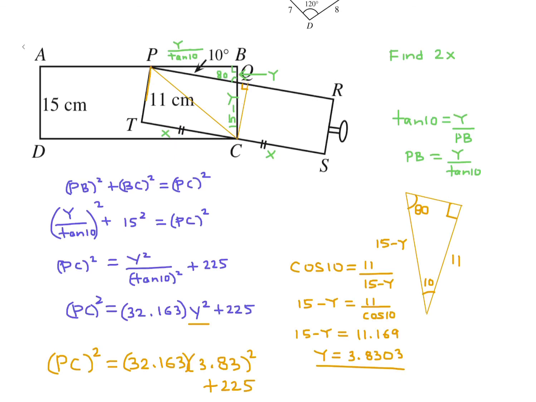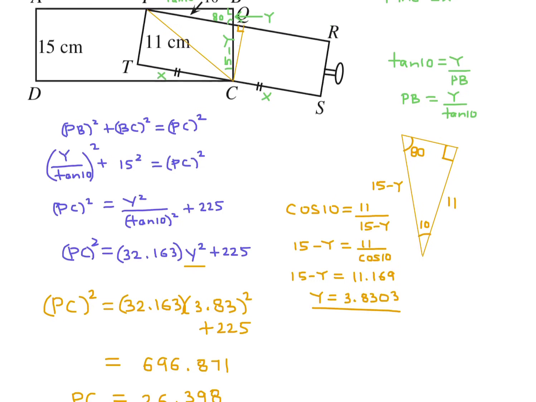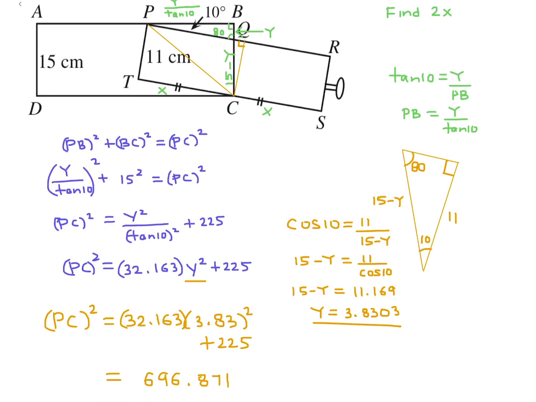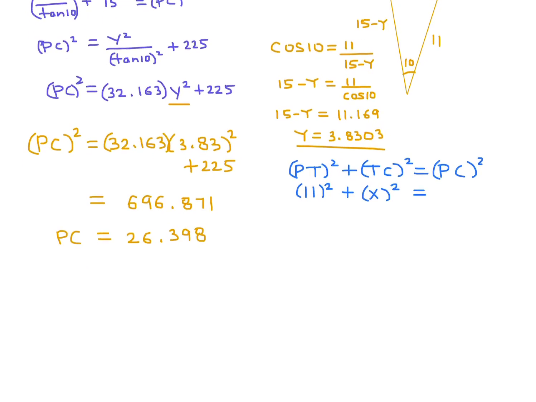How do we do that? Well, we've got a Pythagorean relationship in that triangle. And that Pythagorean relationship, I'll just try to squeeze it in first, is PT squared plus TC squared is equal to PC squared. PT is 11, TC is what we want to figure out, x, and PC we just figured out. We actually got the exact numerical value. We've got 26.398 all squared.